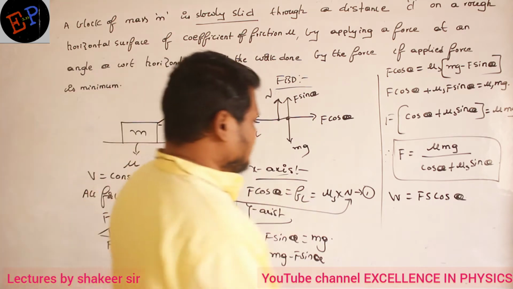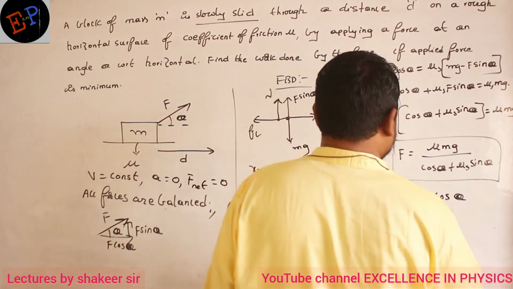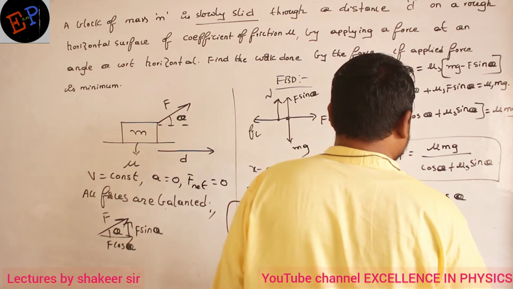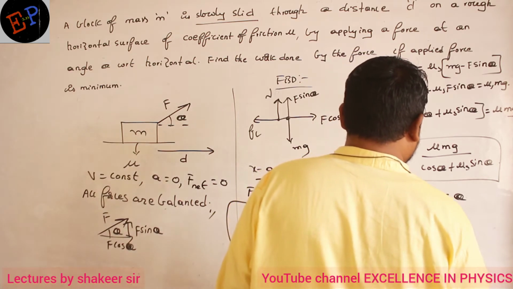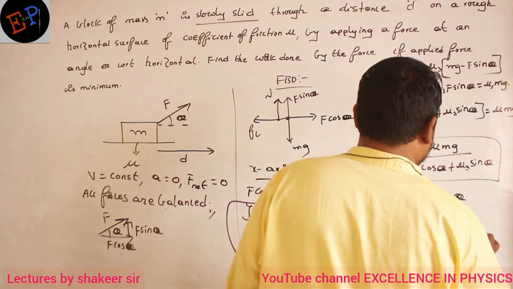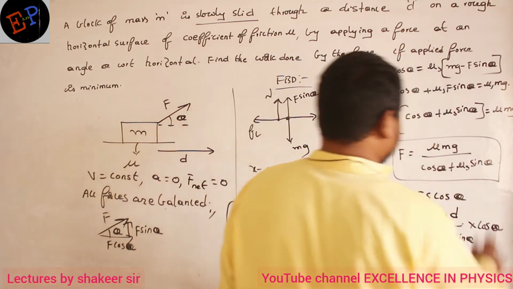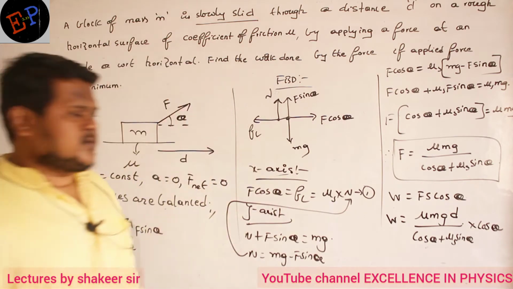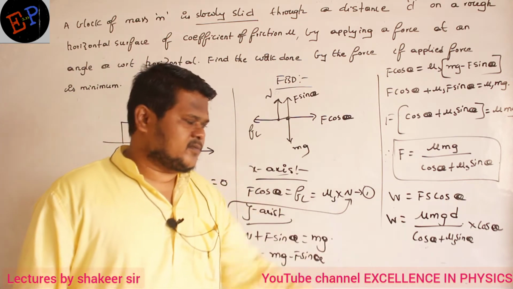Cos alpha. So therefore work done is equal to, force is mu mg, displacement is d divided by cos alpha, plus mu s sin alpha multiplied by again cos alpha. Clear? So you can leave it up to here, or if you want, you can further simplify this one.